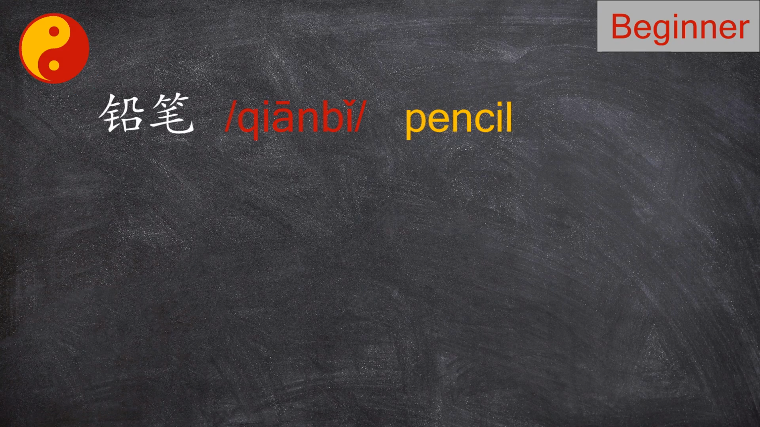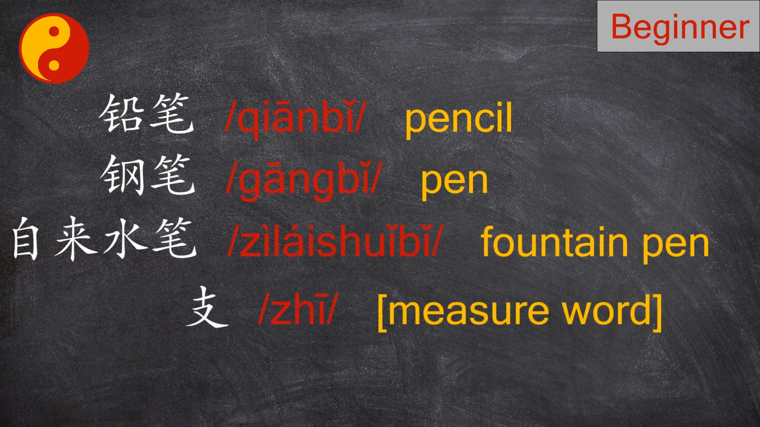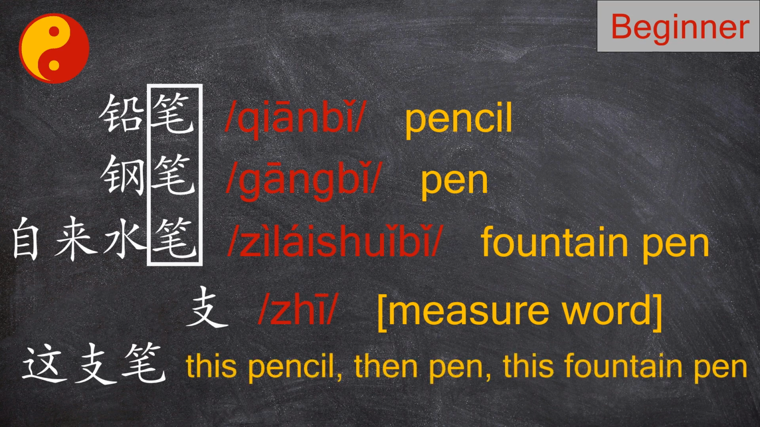Let's learn some words about stationery. 铅笔 pencil, 钢笔 pen, 自来水笔 fountain pen. The measure word for all of these words is 支. As you can see, all of them has the word 笔 as a suffix. So, if you say 这支笔, this can refer to all of the words above. It can mean this pencil, this pen, this fountain pen. The exact meaning should be implied from the context. In this video, for example, 这支笔 means 这支自来水笔, this fountain pen.